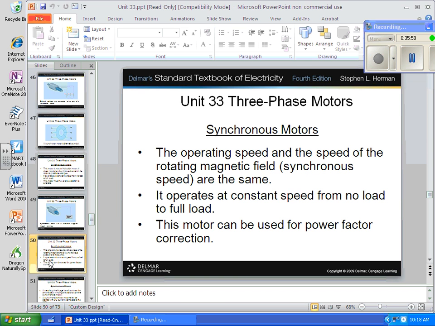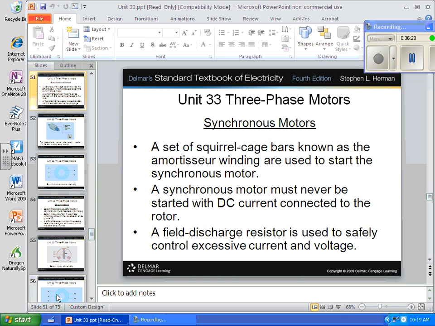Synchronous motor: the operating speed and the speed of the rotating magnetic field are the same. It operates at a constant speed from no load to full load. It's the only motor that will run at full speed with no load. And it will draw about the same current too. The motor can be used for power factor correction. What does that mean? We'll talk about that later. Synchronous motors sometimes can be used for power factor correction.